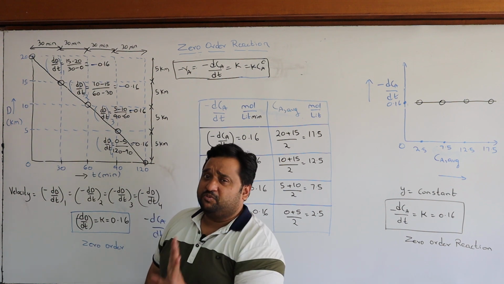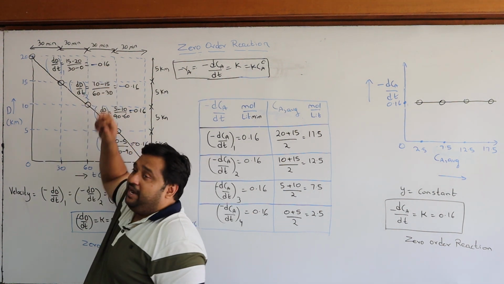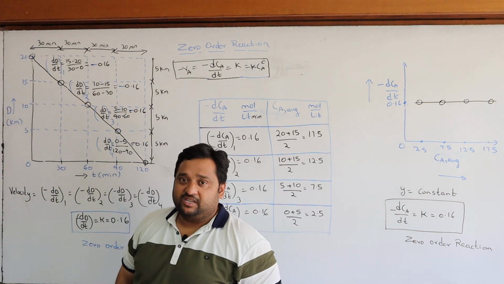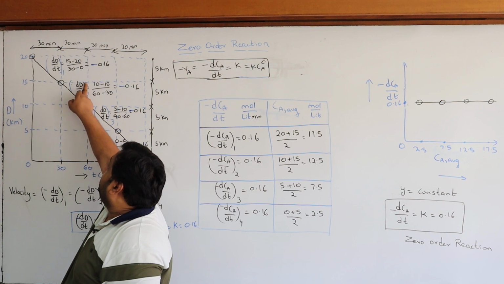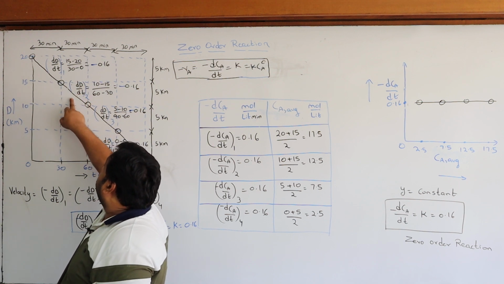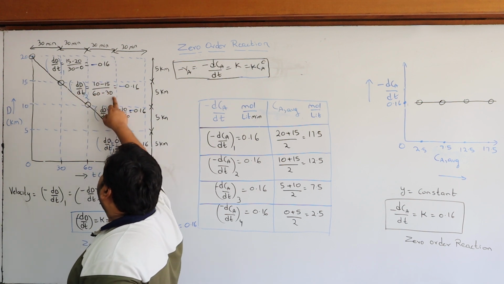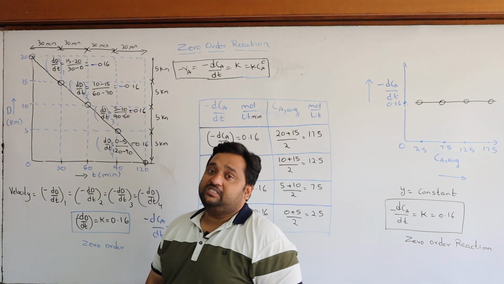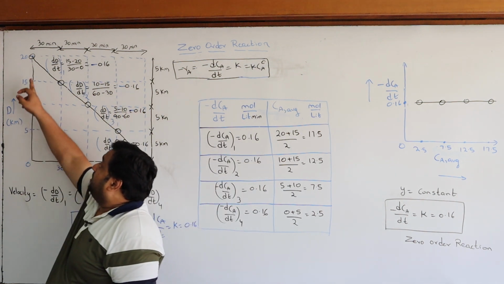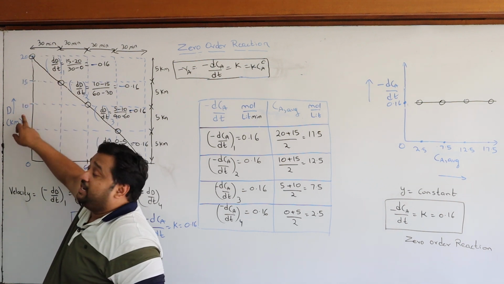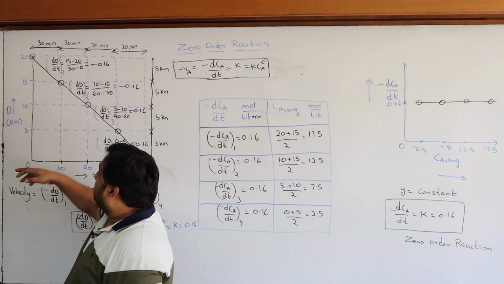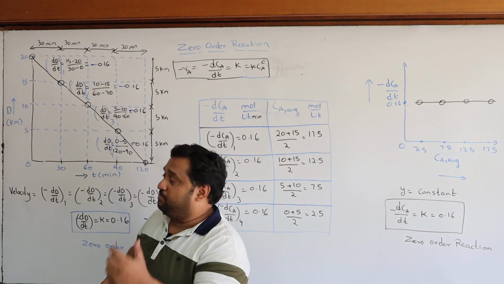Okay, do not worry about the slopes being positive or negative. The speed is 0.16 kilometer per minute. Between 15 and 10 kilometers, what is the speed, dd by dt? Between the second step, it is 10 minus 15 by 60 minus 30, which is again 0.16. That means the speed between 20 to 15 and the speed between 15 to 10 is the same. The person has covered the distance with the same speed.